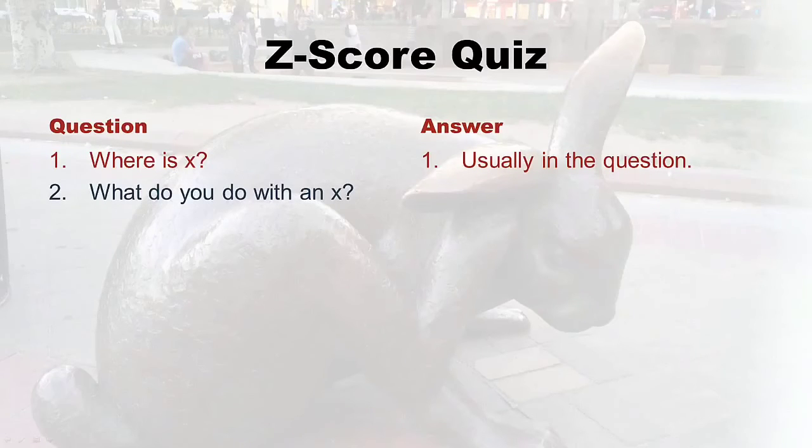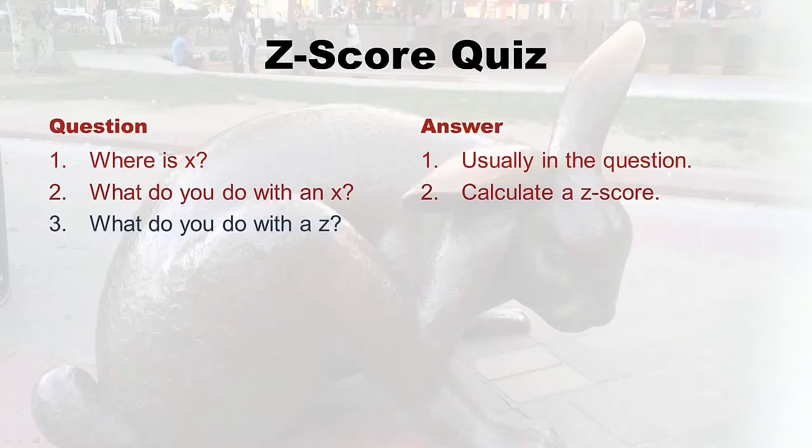Okay, so let's say you find an x, and what do you do with an x? Well, usually what you have to do is calculate a z-score. So remember, if you've got an x, you probably have a mu and a standard deviation. You can calculate a z-score out of that. So if you're panicking on a test and you have an x, a mu, and a standard deviation, just for fun, calculate a z-score and see if it gets you anywhere.